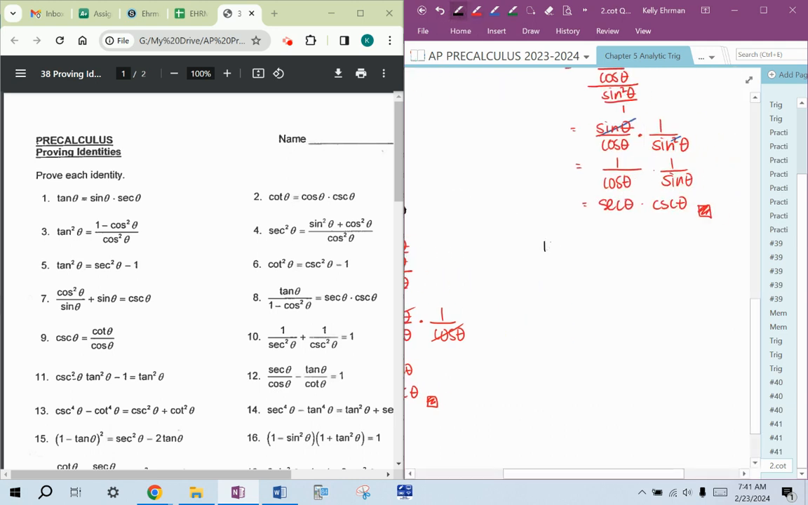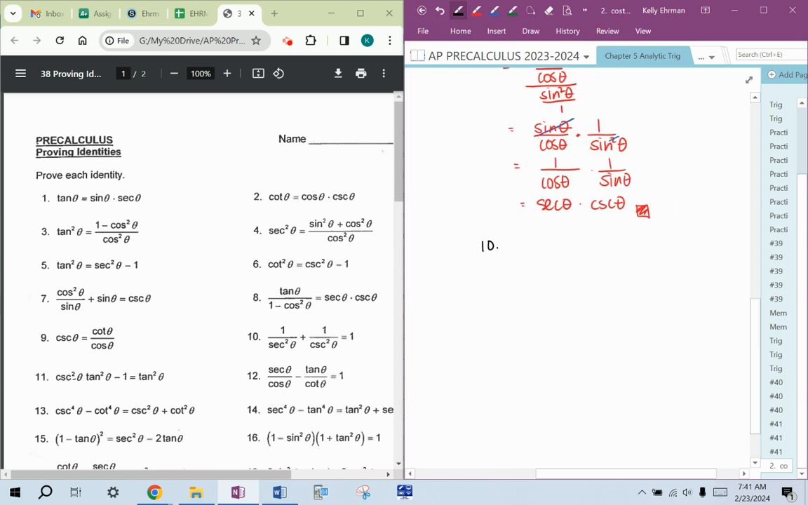All right, last one for this video. So number 10 is 1 over secant squared theta plus 1 over cosecant squared theta equals 1. Right, so 1 over secant squared theta is cosine squared theta, and 1 over cosecant squared theta is sine squared theta. I'm using reciprocal identities there. This is our first Pythagorean identity, which is equal to 1.